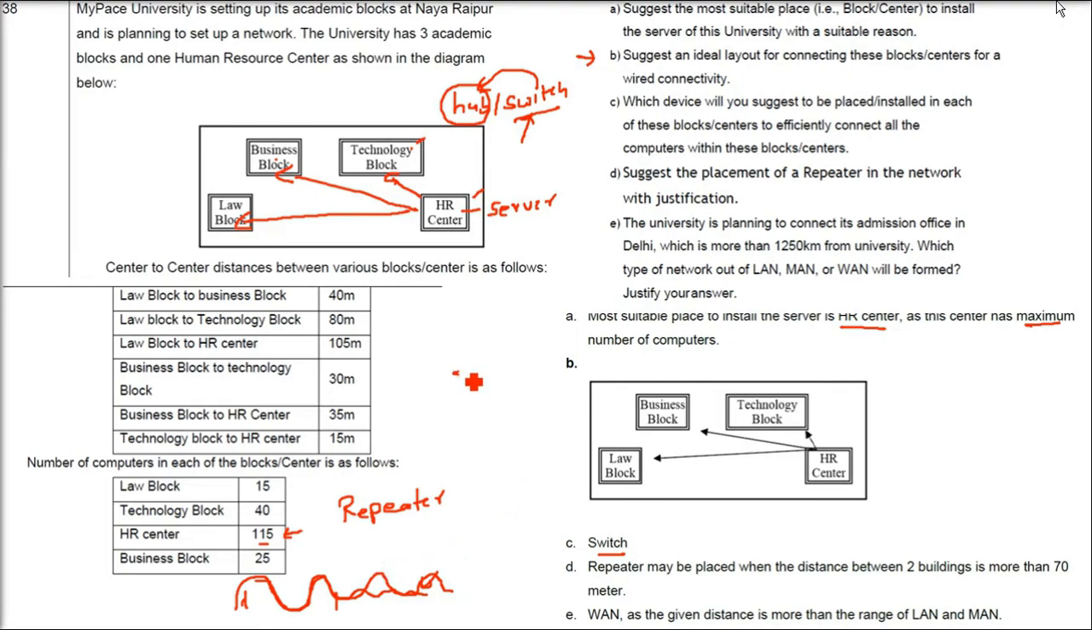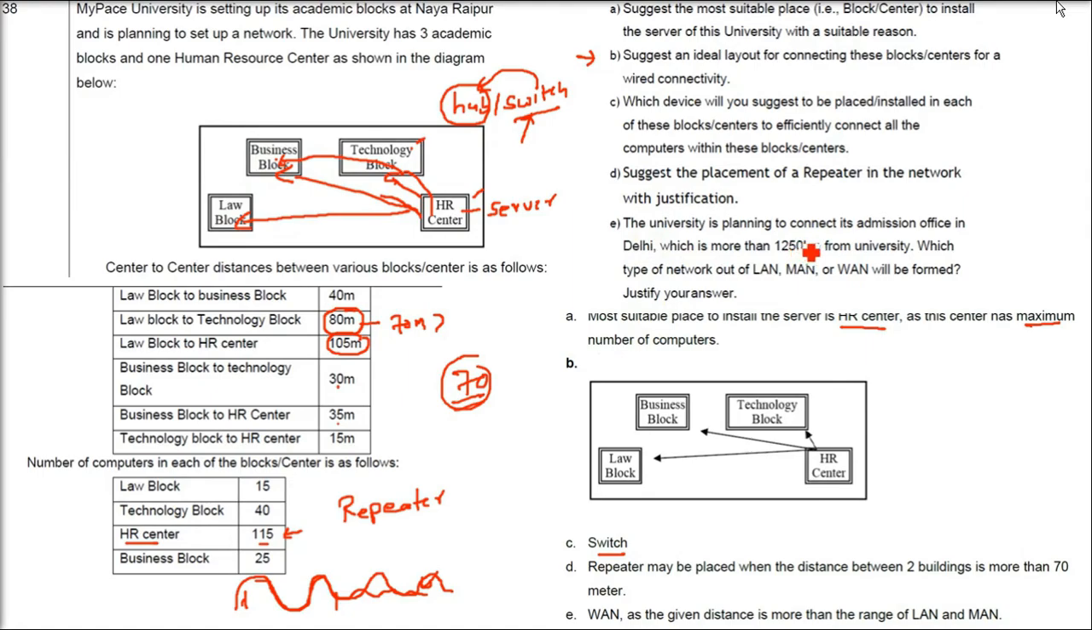Two buildings more than 70 meter apart need a repeater; below 70 meter it's okay. But if it is above 70 meter, we need to install a repeater in between. If you see the distances here, one distance is 80, one is 105. So between the law block and technology block you have to put one, and between the law block and HR block you have to put one, because the distance is more than 70 meter.